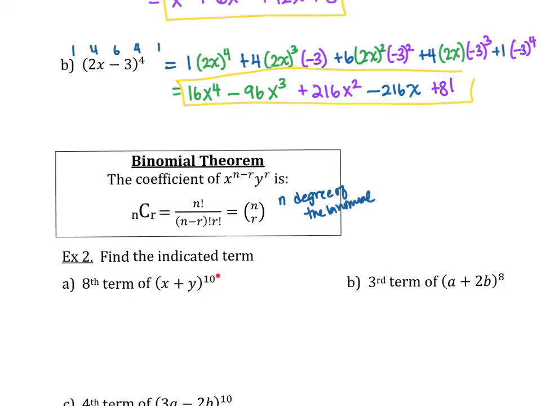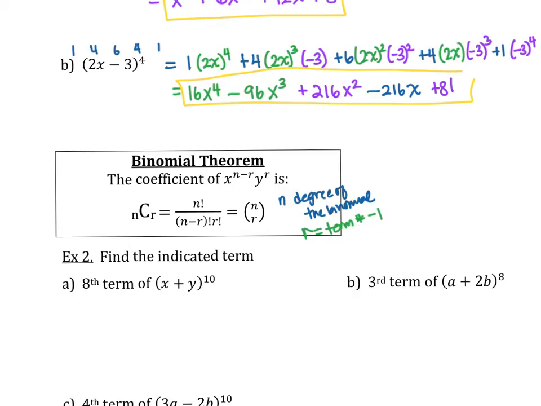Okay, so for this one, the degree would be 10 because I'm raising it to the 10th power. Now r, you have to be careful of r a little bit. r is the degree on the second term, but it starts out at 0. So r is actually going to be the term number minus 1, and that's because on the first term, r has a degree of 0, on the second term, r has a degree of 1, and so on.